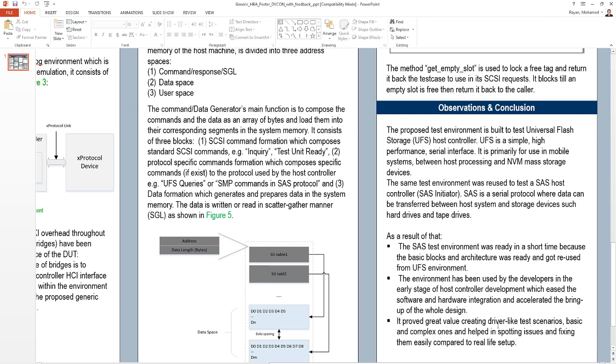After the initial phase of using this environment to test an early version of the host controller, for example SAS or UFS, it was easy to test the same host controller inside a real system. We were also able to create live-like test scenarios, basic and complex, and spot and fix issues at an early stage compared to the real life setup. Okay, this briefly covers the details of the host controller test bench.